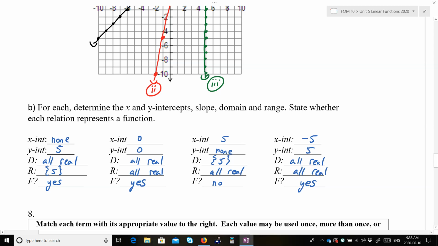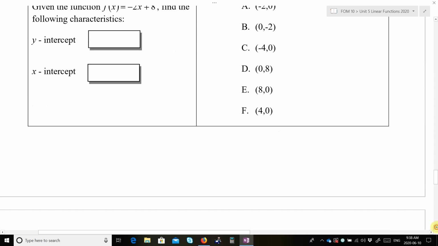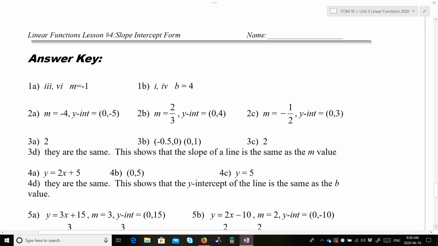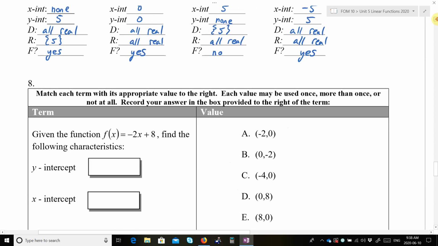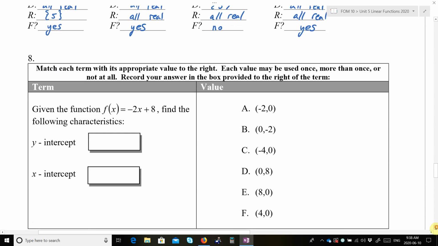Okay, so just checking the answer key. Things look good with number 1 and number 2, and number 3 looks good. Don't see any strangeness happening. And number 4 looks good. Awesome. Now there's a number 7 in the answer key, but there doesn't appear to be a number 7 in here. So I guess we won't worry about number 7.